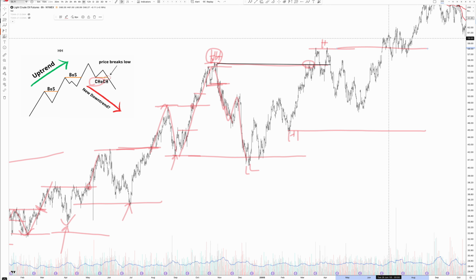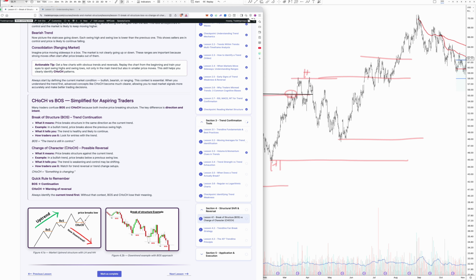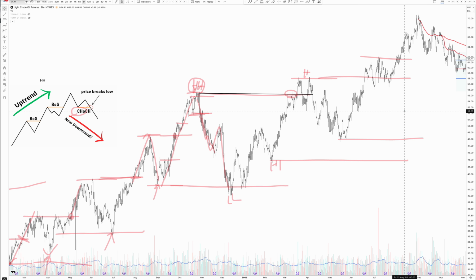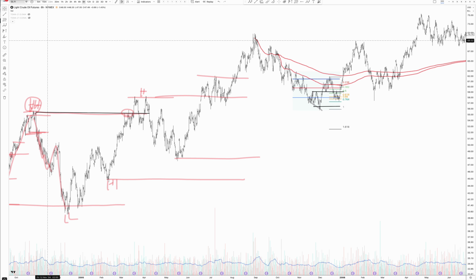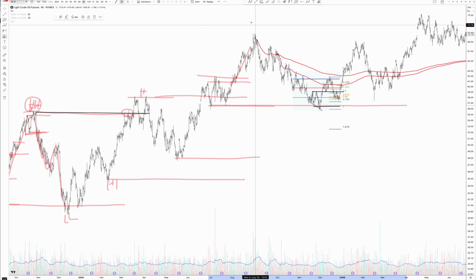Okay, we're still looking for this scenario. The break of the structure hasn't occurred. The change of character hasn't occurred. So change of character is here. So now we've got this high break up on a smaller time frame. That's a higher low because it's broken above these two. So this is a higher low, and this is a higher high. Our market structure is intact.